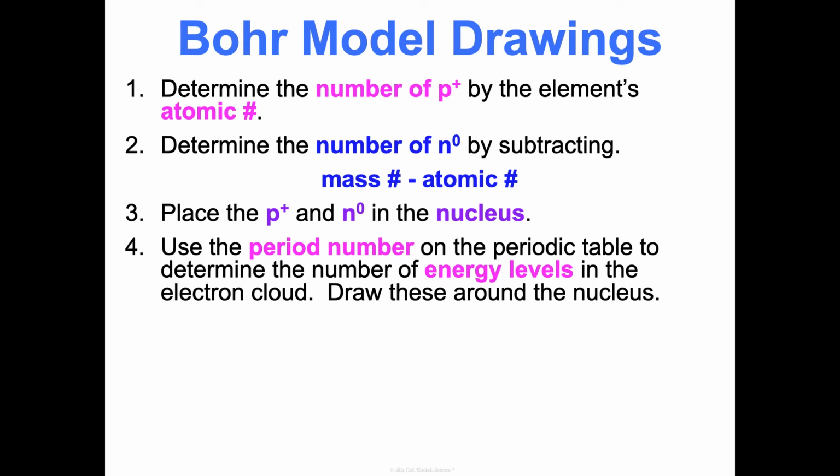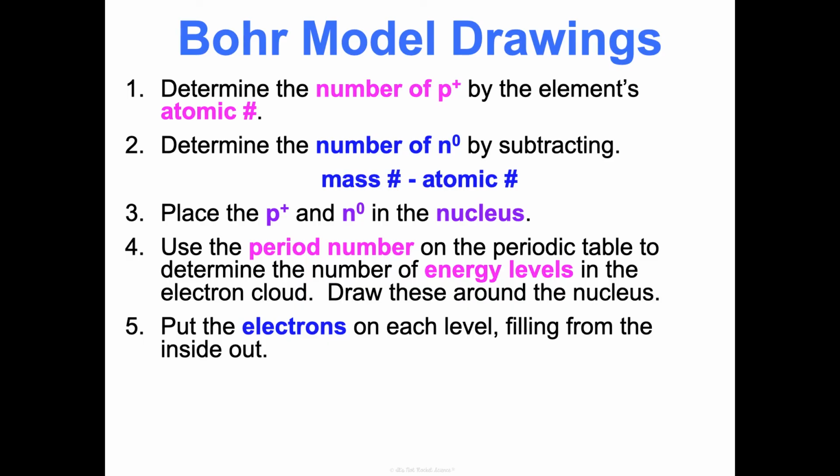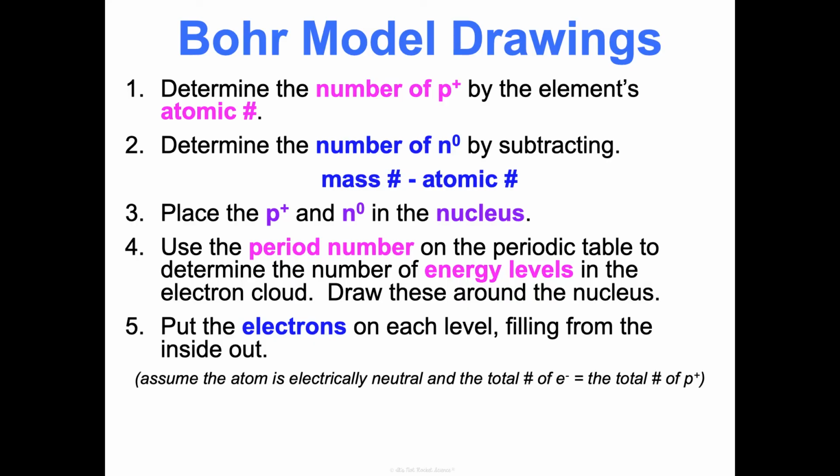From there, you're going to look up the period number on the periodic table, and that's going to tell you how many energy levels are in the electron cloud for your atom. And you'll draw those around the nucleus. So if we're in period 3, there's going to be 3 energy levels. If we're in period 2, there's going to be 2 energy levels. Then you're going to put the electrons on each level, and you're going to fill from the inside out. Now, to determine how many electrons there are going to be, unless otherwise stated, we're going to assume they're electrically neutral. So the total number of electrons equals the total number of protons. If they don't tell us differently, that's what we're going to assume.